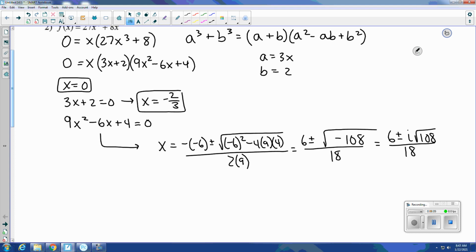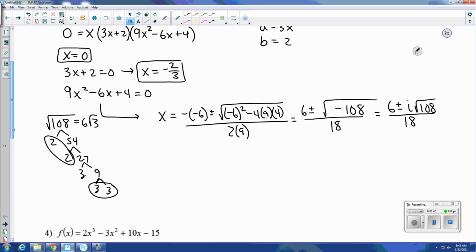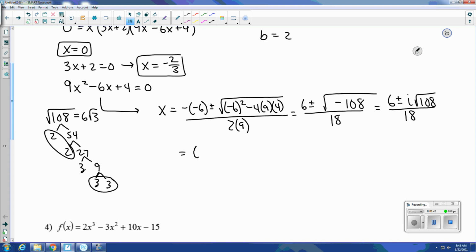Square root of 108, we can break that down. I'll do it all the way over here to the left. We have 2 and 54, 2 and 27, 3 and 9, 3 and 3. So we have 2 pairings here. So 3 times 2 is 6. Root 3 is the equivalent. So let's make that replacement by saying that this equals 6 plus or minus 6i square root of 3 over 18.